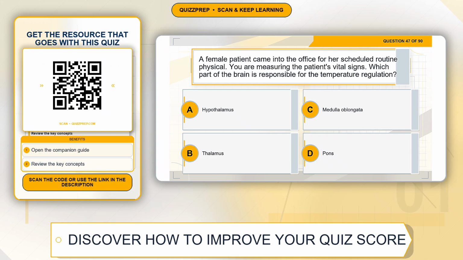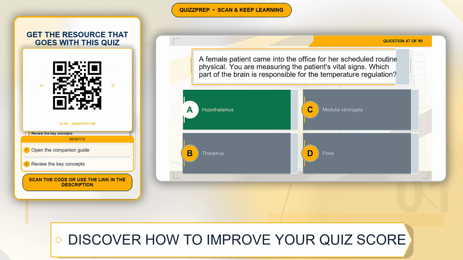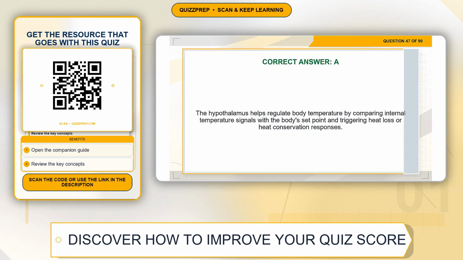Question 47. A female patient came into the office for her scheduled routine physical. You are measuring the patient's vital signs. Which part of the brain is responsible for the temperature regulation? Option A, hypothalamus. Option B, thalamus. Option C, medulla oblongata. Option D, pons. The correct answer is option A, hypothalamus. Explanation. The hypothalamus helps regulate body temperature by comparing internal temperature signals with the body's set point and triggering heat loss or heat conservation responses.